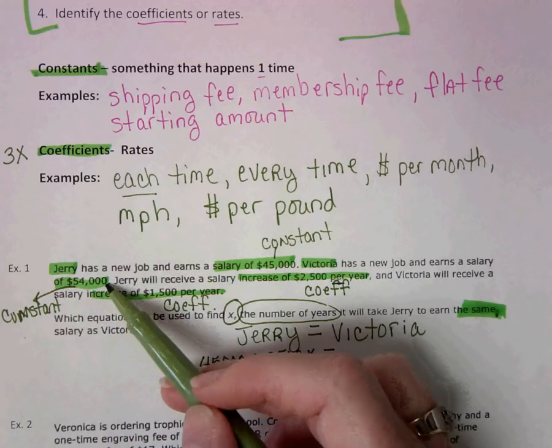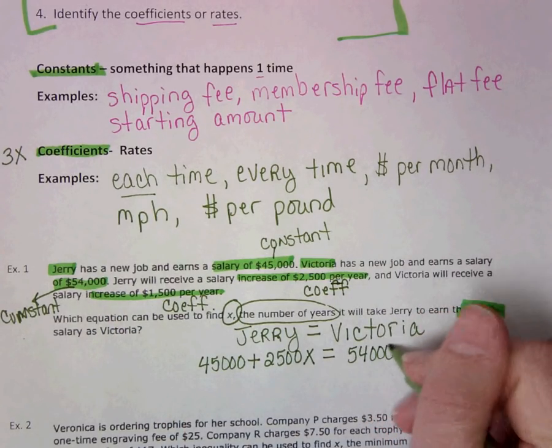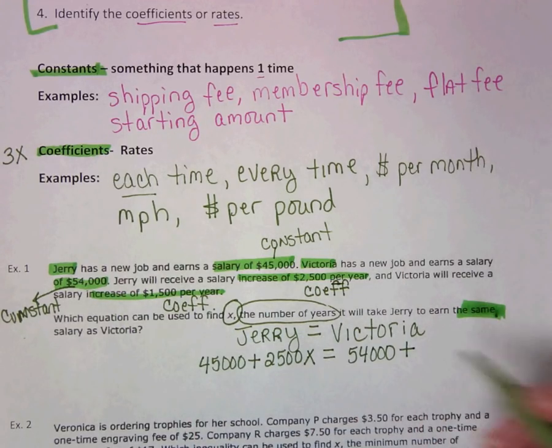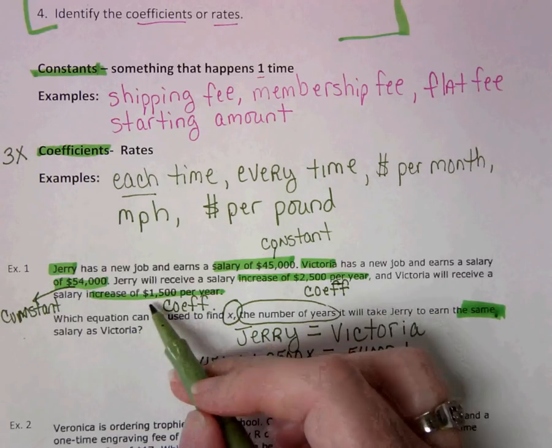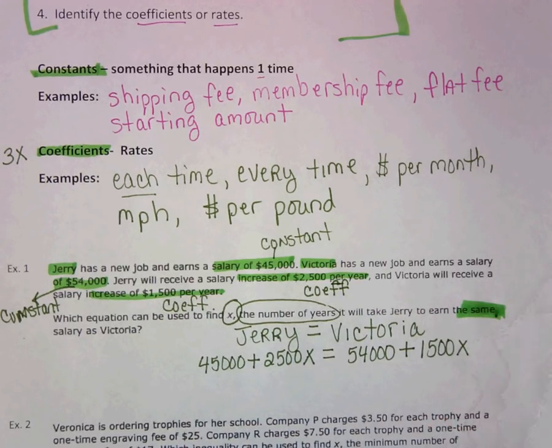So Victoria started with 54,000 and is increasing, so we're going to add. If it said decreasing, we would subtract. And she's increasing by $1,500 per year. And so that's what our equation would look like. We don't have to solve them. That's it. That's all we want to do.